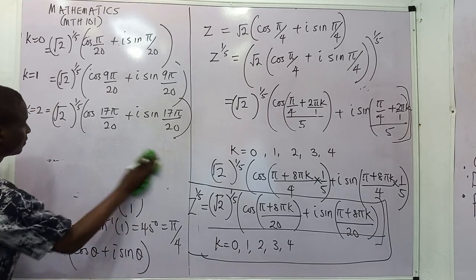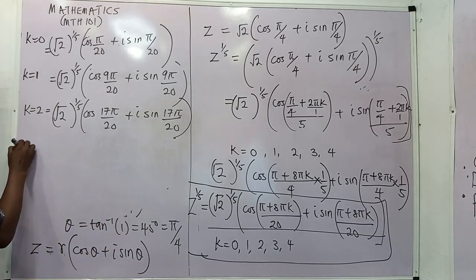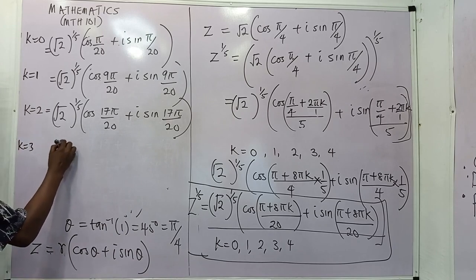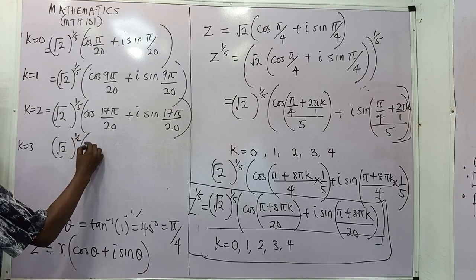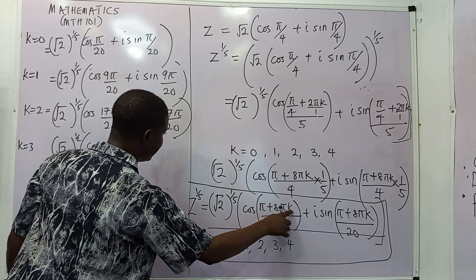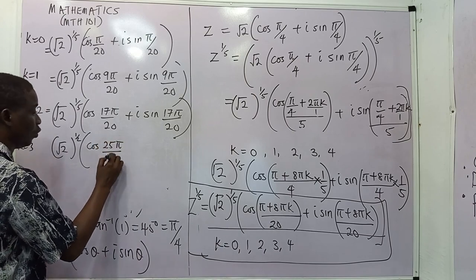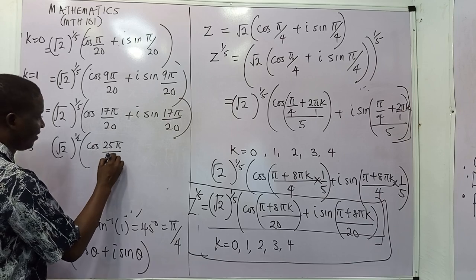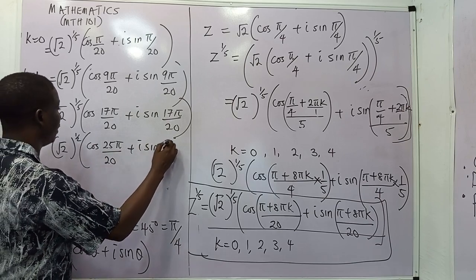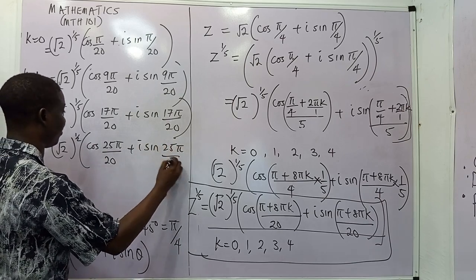The fourth one, when k equal to 3, is cos, 3 times 8 here is 24 plus pi is 25 pi over 20, plus i sine 25 pi over 20.